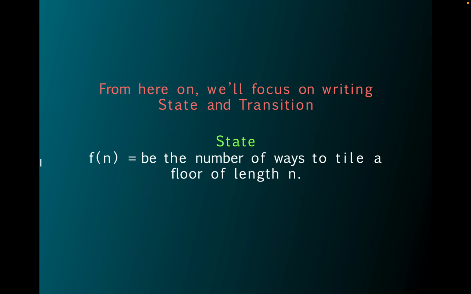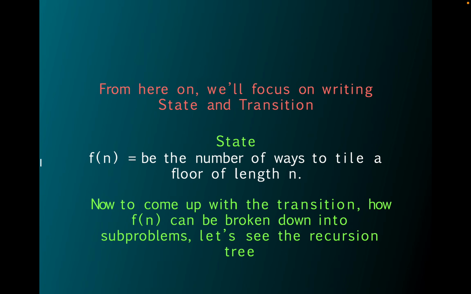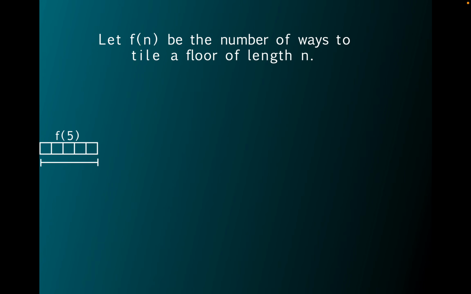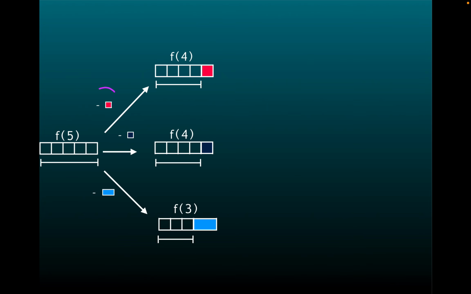Now, if you think, the state is the same, is that right? F of n only we have to find. But what we have to think about is the transition, right? Now for the transition, if you think from the same perspective, instead of worrying about the entire problem, let's just focus on how to fill this one particular cell. To fill this one particular cell, we have 3 ways. Yes, we have 3 ways. We can put a red tile, a purple tile or a blue tile.